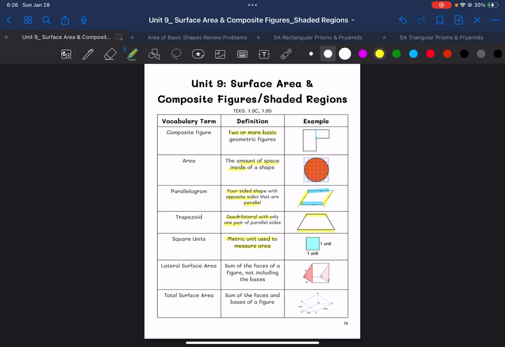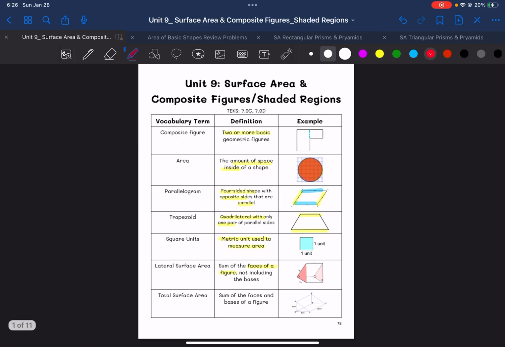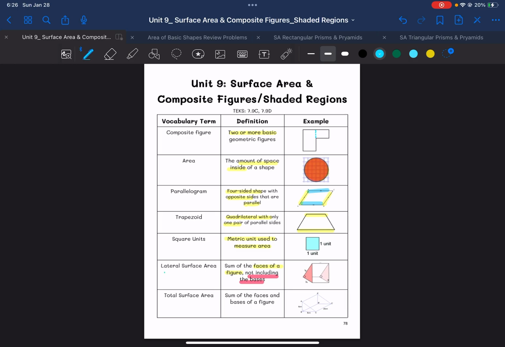Lateral surface area is the sum of the faces. It's not including bases, okay? So here, no bases. Okay, so let's go ahead and write in here. Faces only, no bases. Okay. What that looks like is going to be everything that's in here.